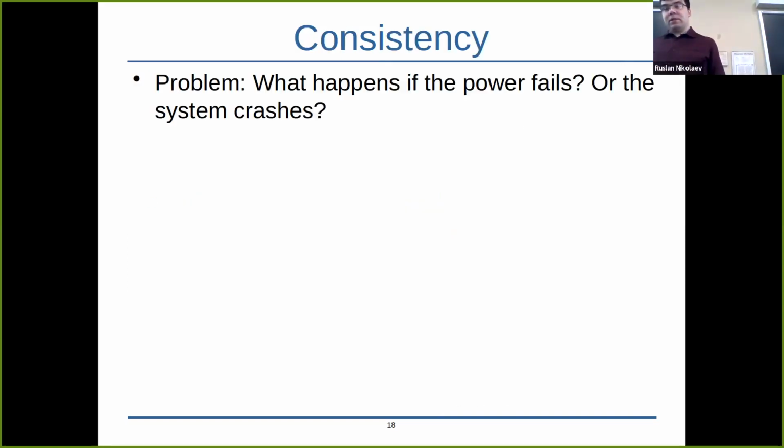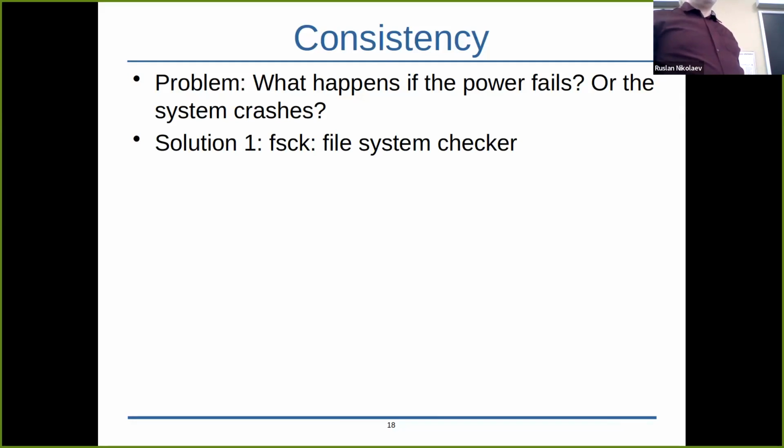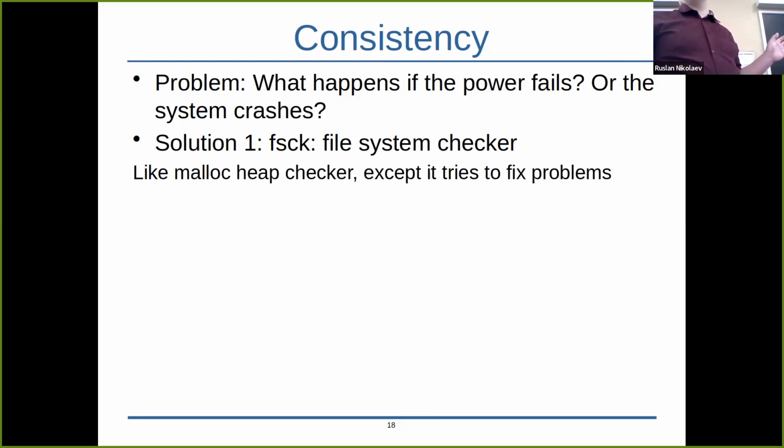So in terms of consistency, what happens if power fails or the system crashes? We talked about journaling already, right? But if you don't use journaling, the classical solution was to run a file system checker, just like a malloc heap checker, except that it tries to fix problems. A malloc heap checker would check and say, okay, your heap is corrupted, but it won't do anything about it. Now your file system is corrupted, but you will try to fix it.